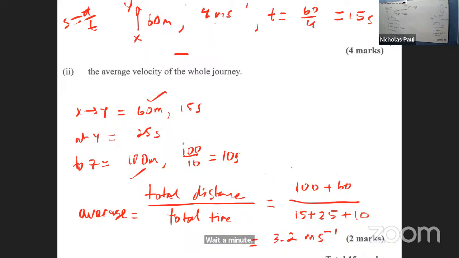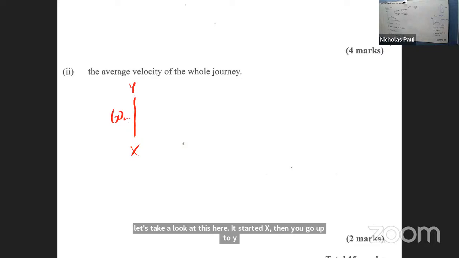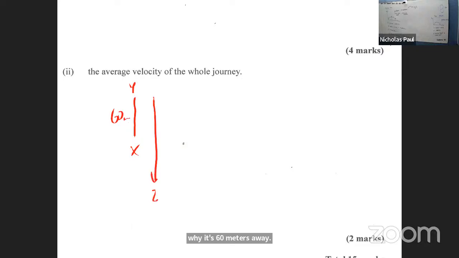Right, now we need to get average velocity. We know the total time in this whole thing, that's not the problem. The problem is the displacement. So let's take a look at this here. You start at X, then you go up to Y. Y is 60 meters away. And then you go down to Z, which is 100 meters lower. So what is your total displacement?